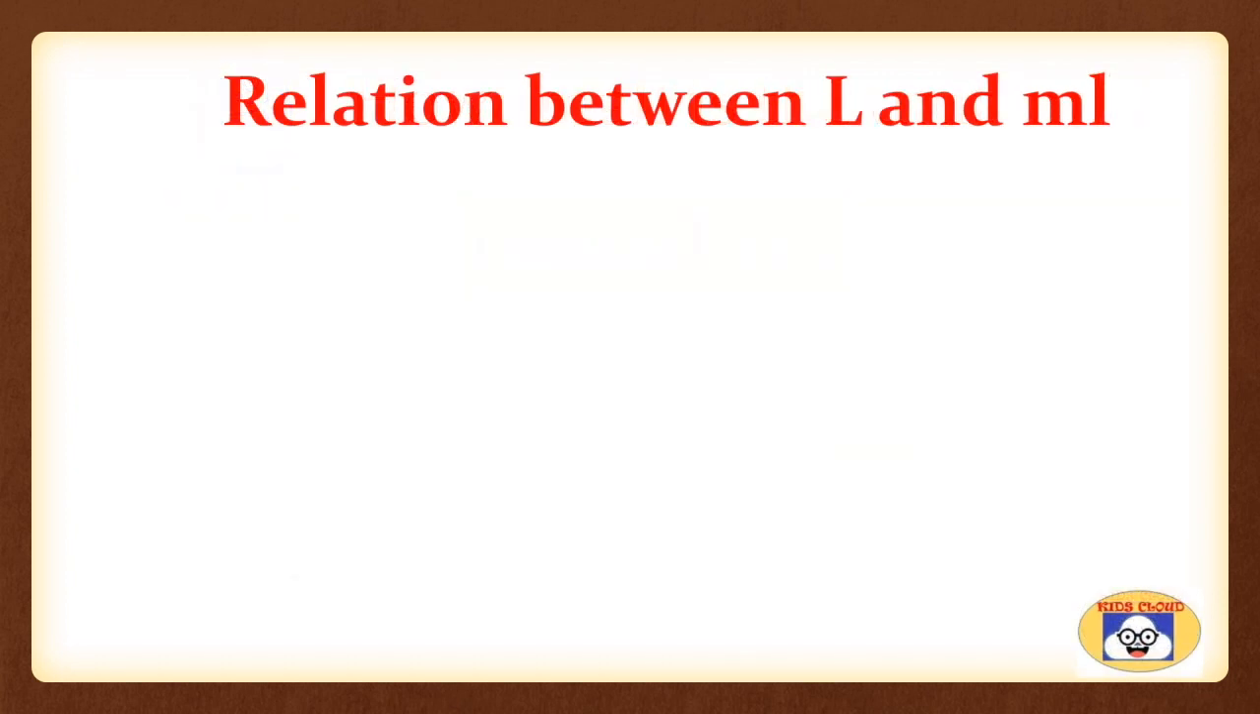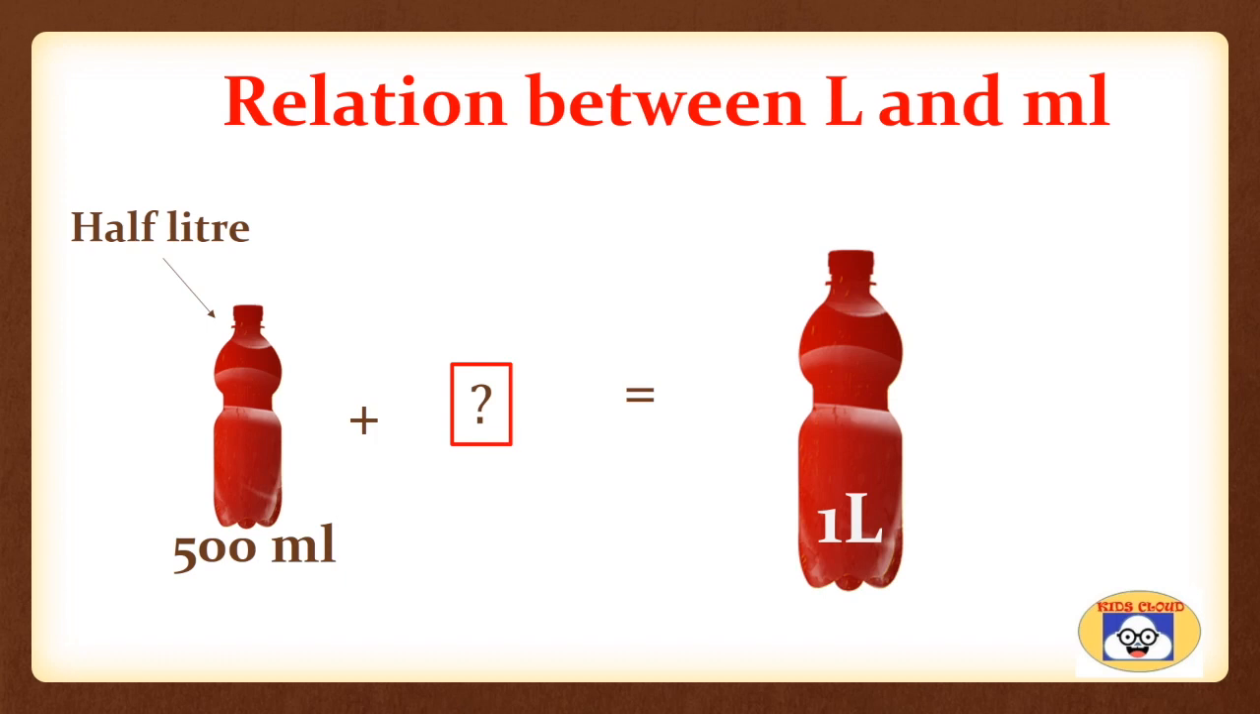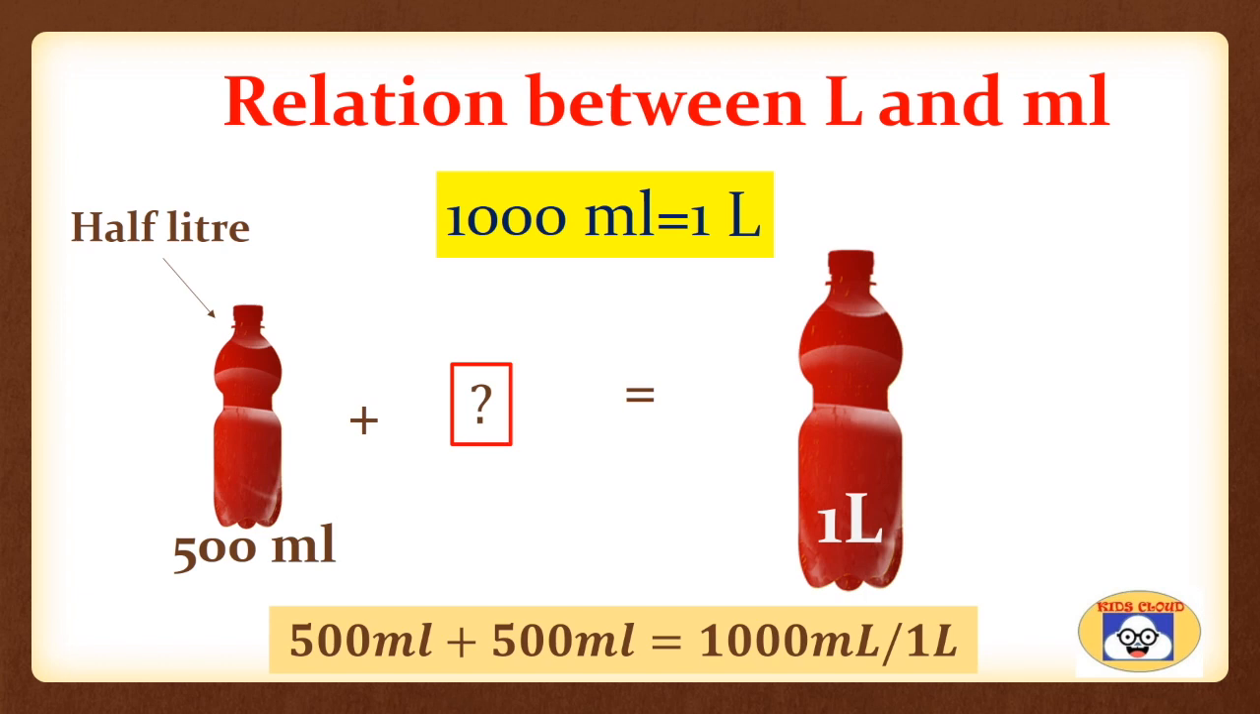We can explain the relation between liter and milliliter with this example. Suppose you have a water bottle of 500 ml or half liter capacity. How many bottles are required to make a quantity of 1 liter? We have a relation, 1000 ml equals 1 liter. Hence, 1 more bottle of 500 ml is needed to make the volume 1000 ml, that is 1 liter.